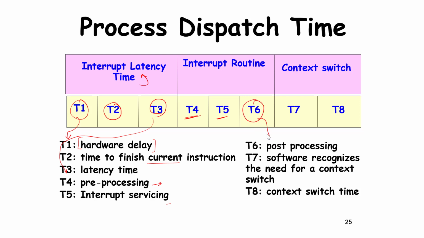Post-processing, which is T6, would include scheduling the bottom half if there is a need, or doing other kinds of bookkeeping and then coming back. Context switch is when we actually dispatch the process. T7 is when you decide that you need a context switch and you know which process to run. And T8 is figuring out where the context of that process is stored, loading the context, populating the registers of the CPU and the flags, and restarting the process. So that is the context switch time, which is T8. So these are the 8 different subcomponents of the process dispatch time.